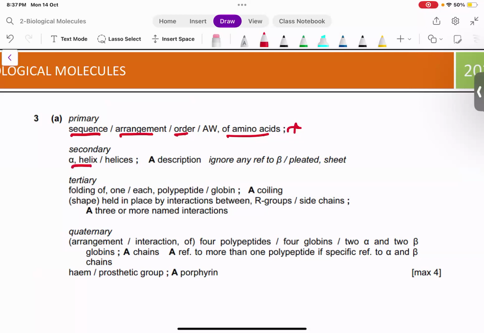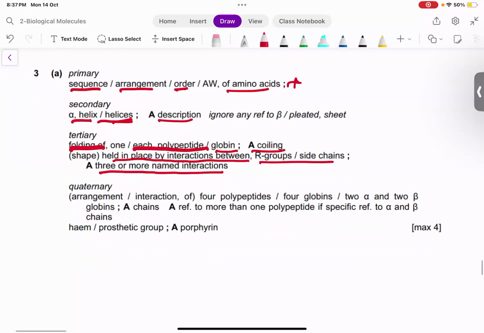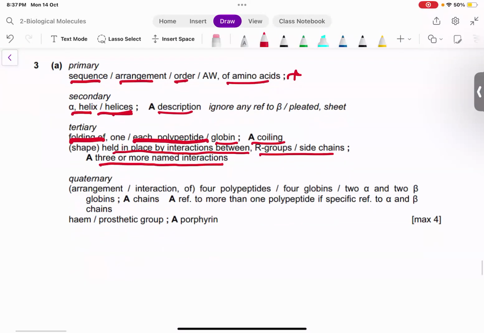Secondary structure by alpha helix or alpha helices, or description of alpha helices, or even the hydrogen bonding. Then tertiary structure, folding of each polypeptide globin, coiling, and held in place by interaction between the R groups. You can write about the different interactions, 3 or more named interactions. And the prosthetic group is already there. You see, this is heme group or prosthetic group.